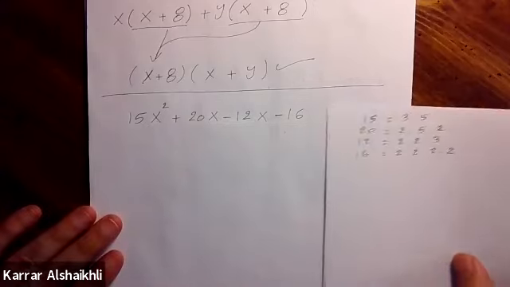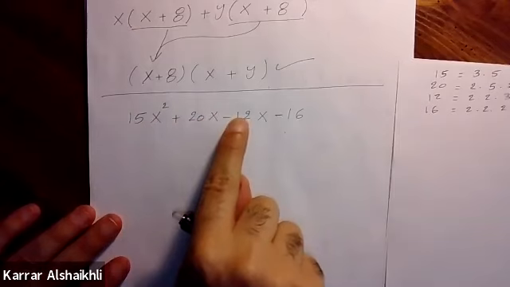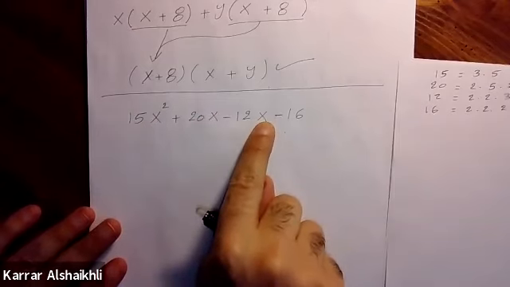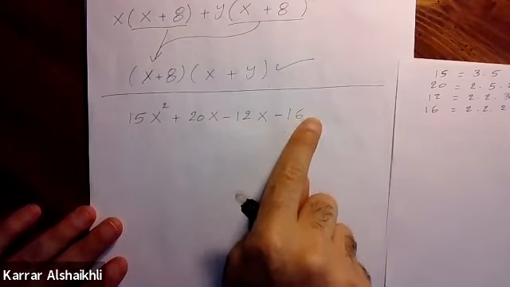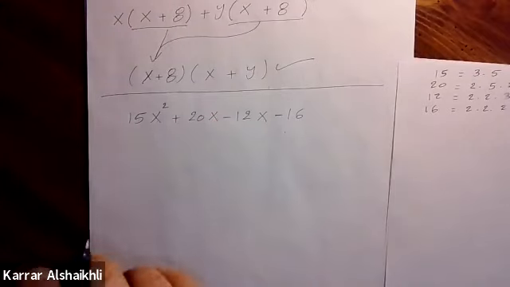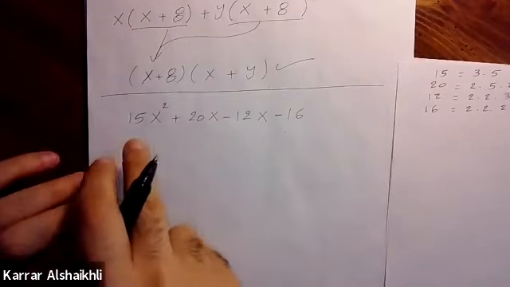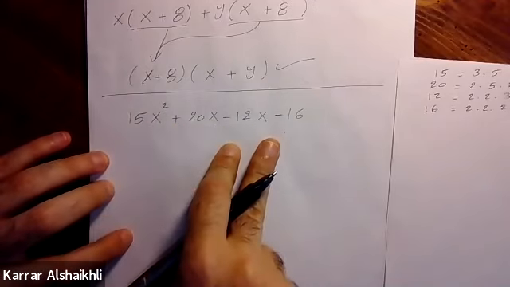What about the variables? If you check the variables, there is x squared here, there is x here, there is again x here, and there is no variable here. Okay, let's keep going. Now we have 4 terms. We're going to factor by using factoring by grouping.